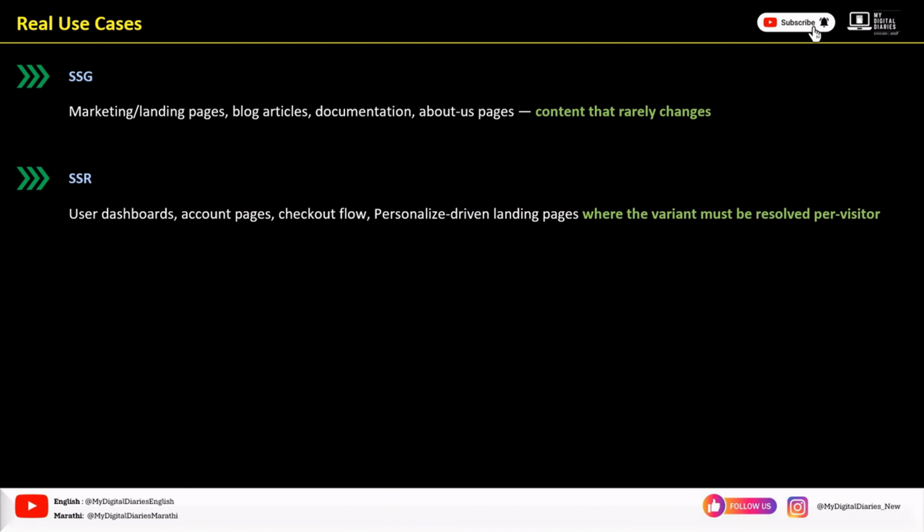Next, SSR. This is your dashboard, account pages, checkout flow, and personalization-driven landing pages. The key phrase here is that the variant must be resolved per visitor, meaning no two visitors should see the exact same HTML. Your dashboard is yours. Your checkout page reflects your cart. That's not something you can pre-build. It has to be rendered fresh on every request.